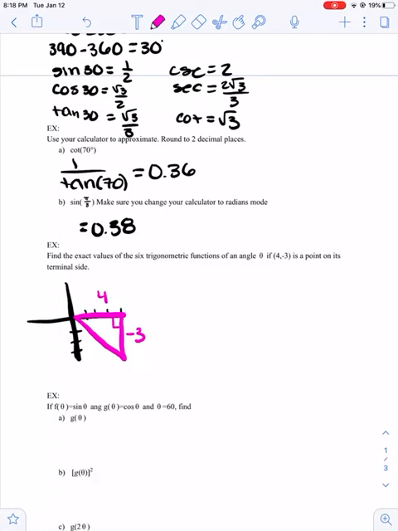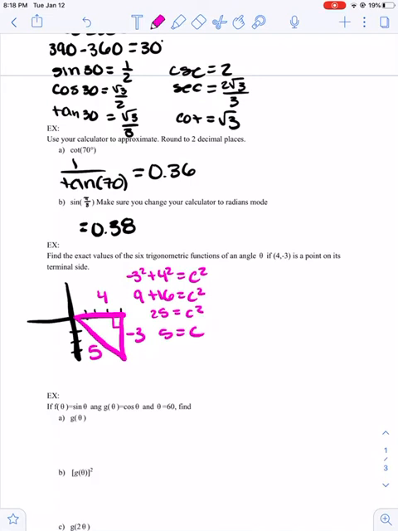So how do we figure out that hypotenuse? We have to go back to using Pythagorean theorem, that a squared plus b squared equals c squared. So -3 squared plus 4 squared equals c squared. 9 plus 16 equals c squared. 25 equals c squared. 5 equals c.